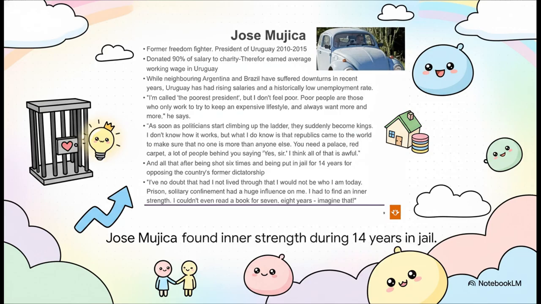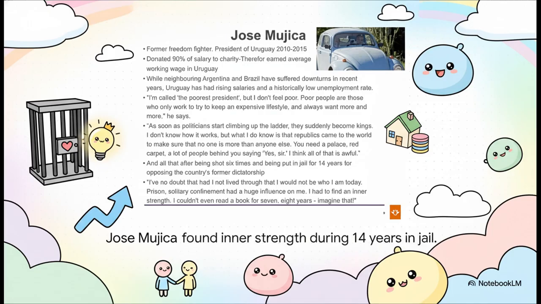Next up, authentic leaders. These are people who possess deep self-awareness, moral perspective, balanced processing, and absolute transparency in their relationships. The source gives us this phenomenal real-world example of José Mujica, the former president of Uruguay. This is someone who spent 14 years in jail for opposing a dictatorship, and a lot of that time was in brutal solitary confinement. He actually noted that he couldn't even read a book for 7 or 8 years in there, and said he had to find a profound inner strength just to survive.